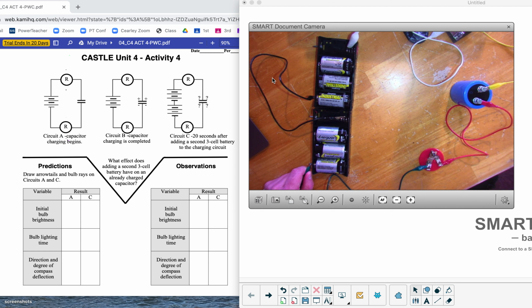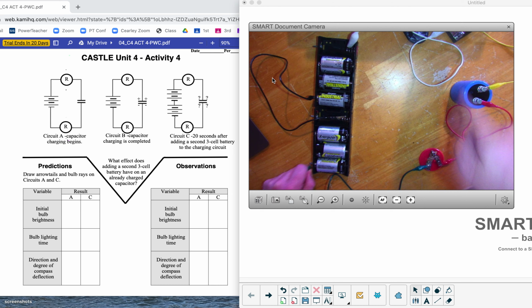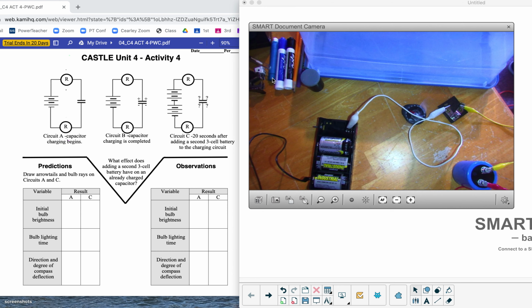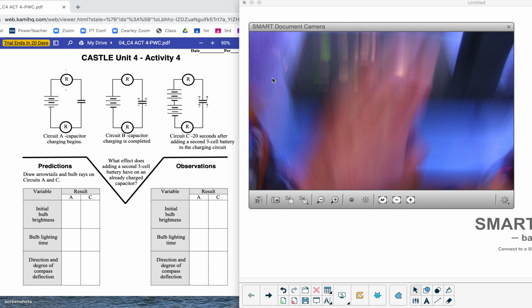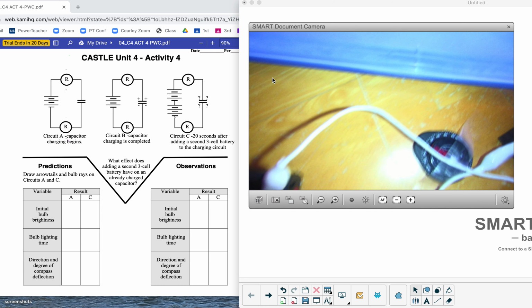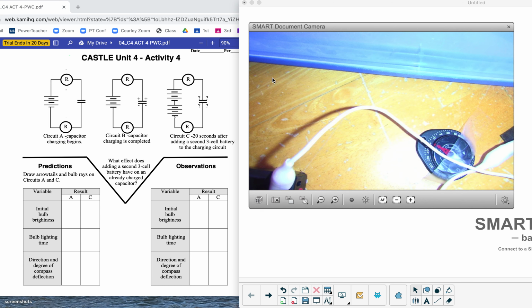Ready and go. Now, if you notice, the bulb brightness and lighting time was about exactly the same. And then as far as compass deflection goes, that's a little bit tougher to see. It was about 18 degrees clockwise, but I'm going to go ahead and reset the capacitor. We're going to charge the capacitor with the 3-cell battery pack, and then we're going to go ahead and bring the compass closer. And this is when adding the second 3-cell battery pack to the already charged capacitor. And again, we had just about a 20-degree clockwise compass deflection.